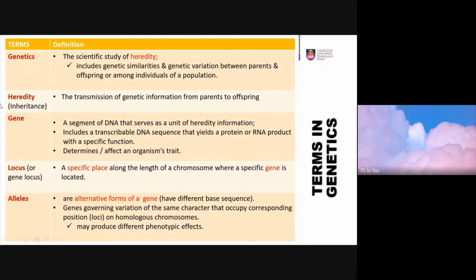Okay. So heredity or inheritance, the transmission of genetic information from parents to offspring. Okay, daripada parents to offspring sampai ke anak cucu, daripada grandparents and all that. Yeah. So all these genetic information are passed from generation to generation. Okay. So genes, which is a segment of DNA that serves as a unit of heredity information, it includes a transcribable DNA sequence that yields a protein or RNA products with a specific function. So it determines or affects an organism's DNA.